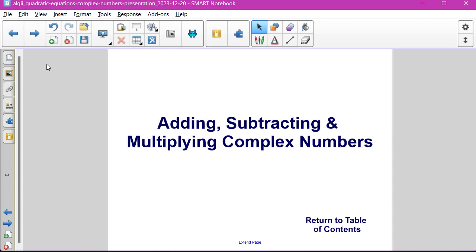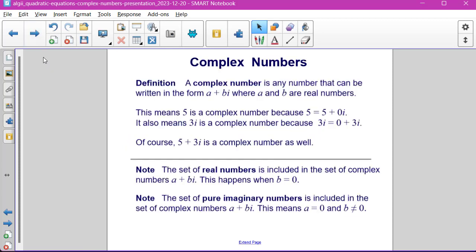Adding, subtracting, and multiplying complex numbers. A complex number is any number that can be written in the form a plus bi, where a and b are real numbers. This means that 5 is a complex number because 5 is equal to 5 plus 0i. It also means that 3i is a complex number because 3i is equal to 0 plus 3i. And of course, 5 plus 3i is a complex number too.